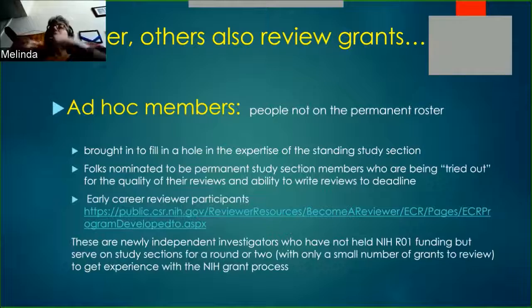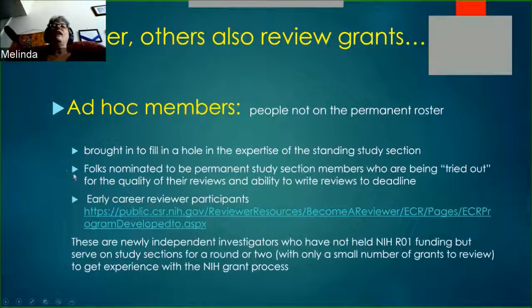It could go the other way. It could be your grant is going to a big data study section where everybody's really good with the data mining side, but they are not an expert in, let's say, chronic kidney disease. So they'll bring in a chronic kidney disease expert to assess the importance of the work to the field.